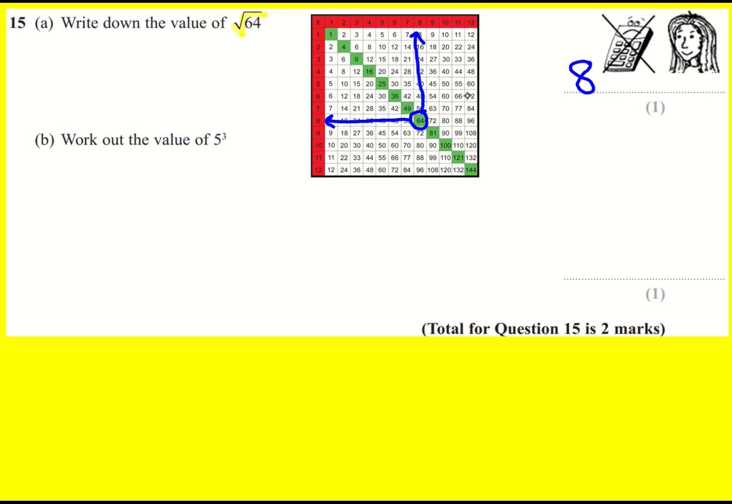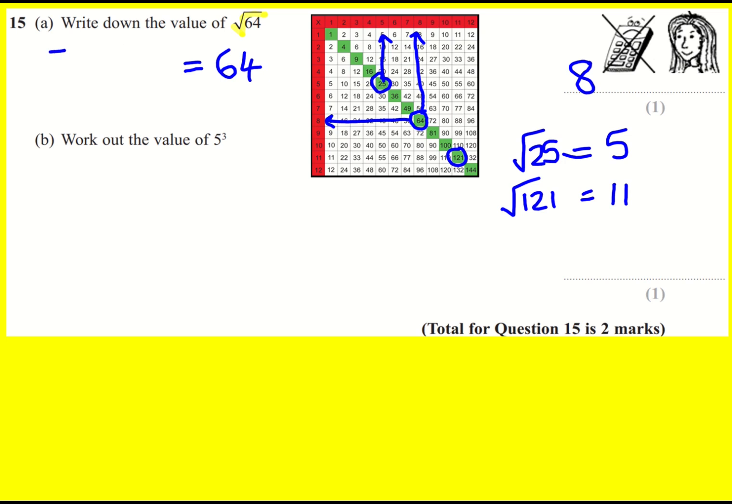Let's just take another example. So for example, the square root of 25 would be 5, as you can see there. The square root of 121 would be 11. So it's basically, if you think about it this way, you're asking yourself, what identical number have you multiplied to give 64? It's got to be the same number, and then that is its square root.